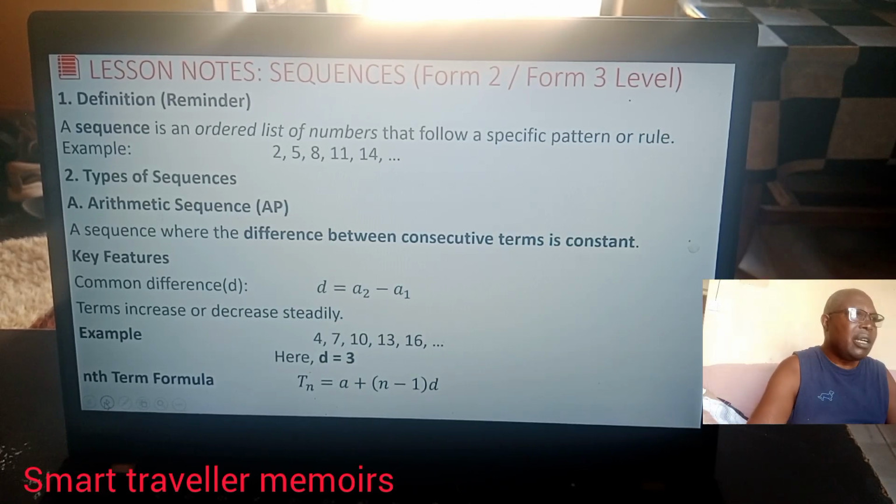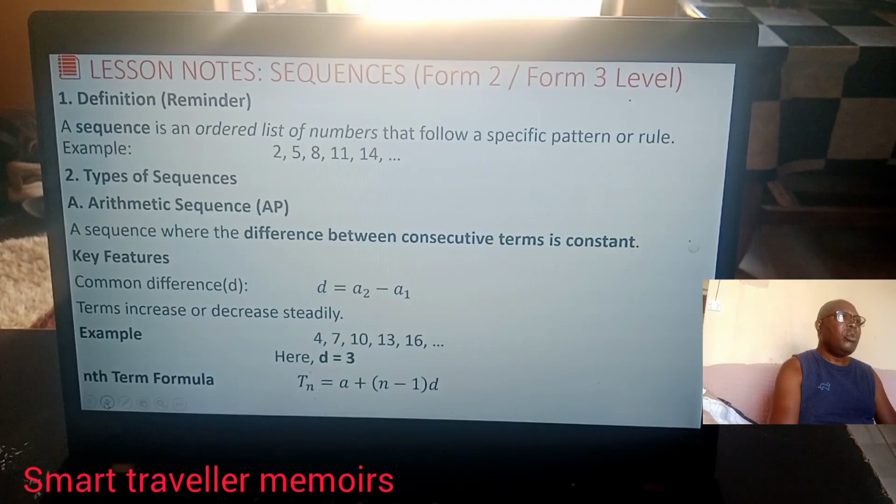So I will first just remind you the definition of a sequence. A sequence is an ordered list of numbers that follow a specific pattern or rule. For example, 2, 5, 8, 11, and 14, and so on.